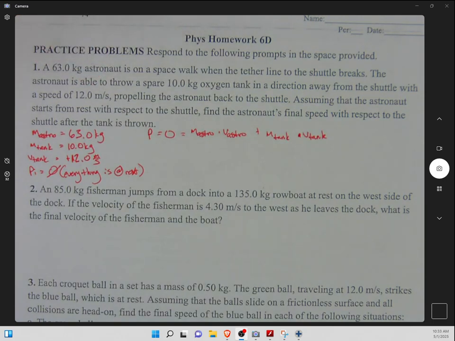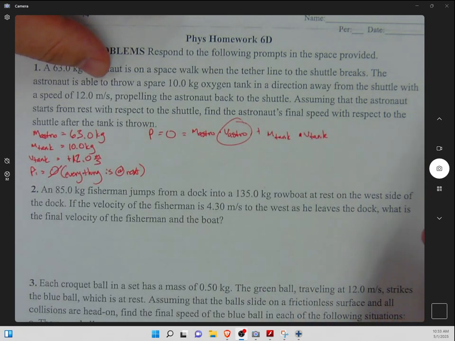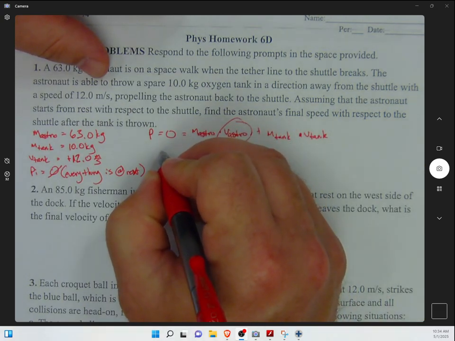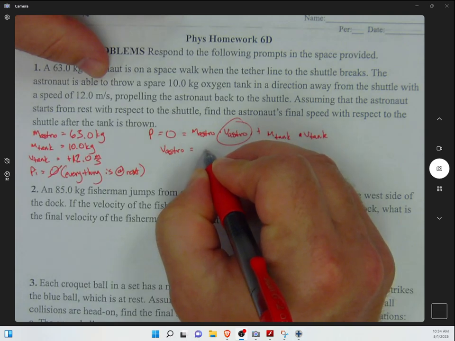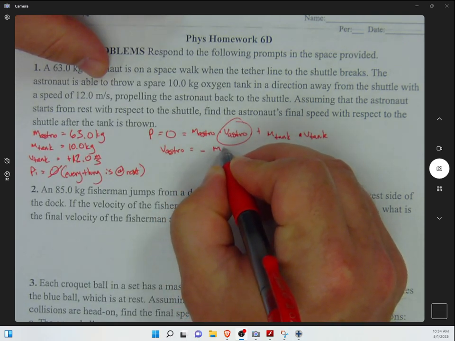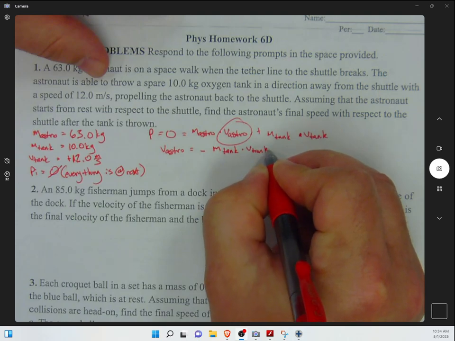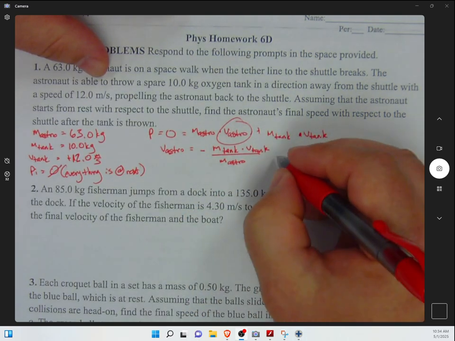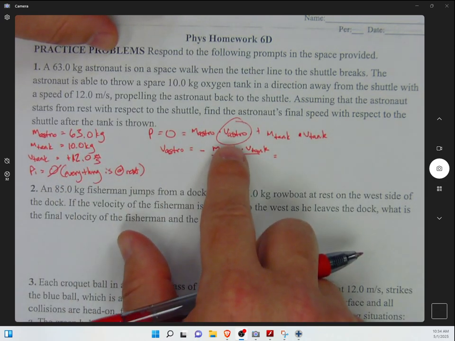All right. So here we're going to be solving for, what are we solving for? The astronaut's final velocity. So we're going to rearrange this equation using some of our algebra skills. We're going to get the velocity of the astronaut is going to be equal to, and this is all going to be negative because I have to move things around, the mass of the tank multiplied by the velocity of the tank, and then we're going to divide by the mass of the astronaut. Right, so I know a bunch of these things.